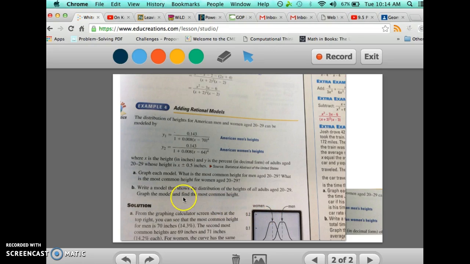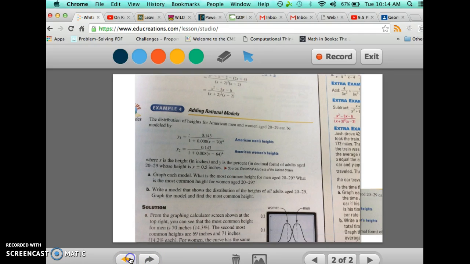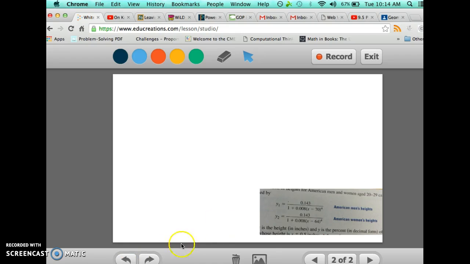But the next question says, and this is what we really want to work on because we're adding these things together, write a model that shows the distribution of the heights of all adults aged 20 to 29. So it should be like the men plus the women. So we want to add those fractions. So we're not going to need this. All we need is that. Those are the two things we need to add.